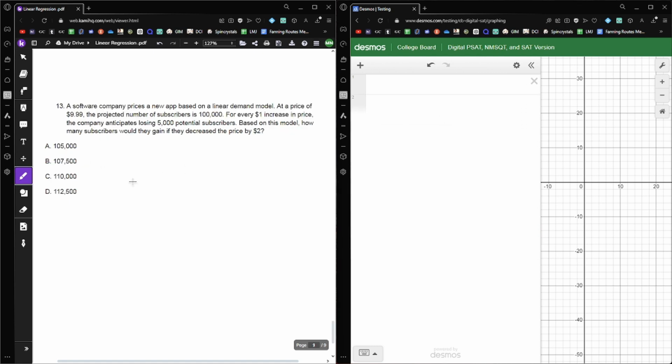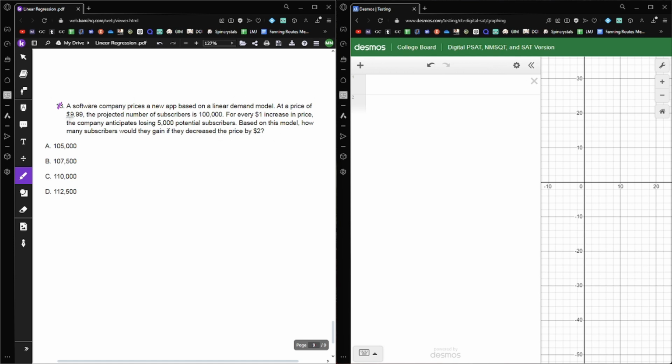Question number 18, the very last one. Ignore this. A software company prices a new app based on a linear demand model. At a price of $9.99, the projected number of subscribers is 100,000. For every dollar increase in price, the company anticipates losing 5,000 potential subscribers. Based on this model, how many subscribers would they gain if they decrease the price by $2?